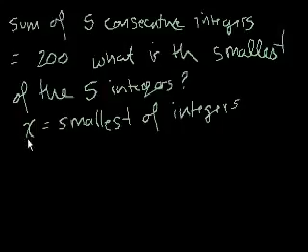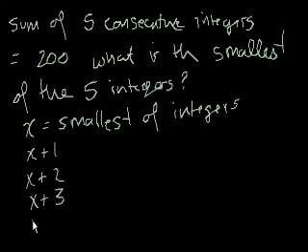So if x is the smallest, then the next integer is going to be x plus 1. And the one after that's going to be x plus 2. And the one after that's going to be x plus 3. And the one after that's going to be x plus 4, right? It might seem confusing, I'm writing all of these x's, but if you think about it, if x was 5, then this would be 6, this would be 7, this would be 8, and this would be 9. And that's all I'm writing here, right? So assuming that x is the smallest, the 5 integers would be x, x plus 1, x plus 2, x plus 3, and x plus 4.